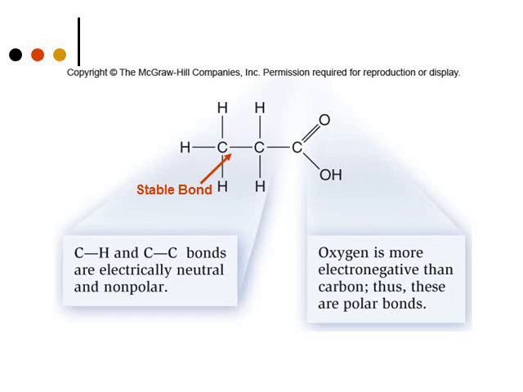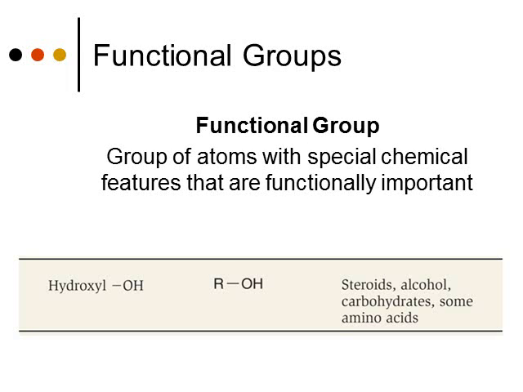The carbon-carbon bonds and carbon-hydrogen, carbon-oxygen bonds, since they're all covalent bonds, are very stable, very strong bonds. In the molecule that you just looked at, we had carbon atoms bonded to oxygen atoms. Some of these different groups are called functional groups. So if you have a group of atoms with special chemical features that are functionally important, that's called a functional group. One functional group that's up here is called a hydroxyl. And that's just when you have a carbon atom attached to an OH group.